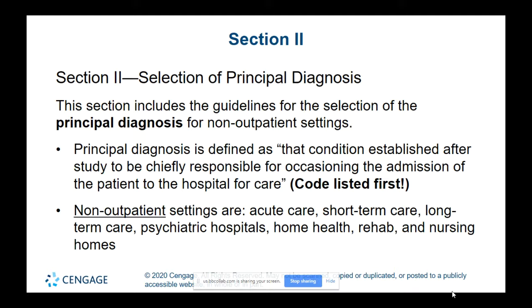Your principal diagnosis is what is coded first. It is defined as the condition established after study to be chiefly responsible for occasioning the admission of the patient to the hospital for care. When you hear principal diagnosis, you always want to list your principal diagnosis first. Your principal one is going to come first, and your secondary ones and additional codes will come after that.